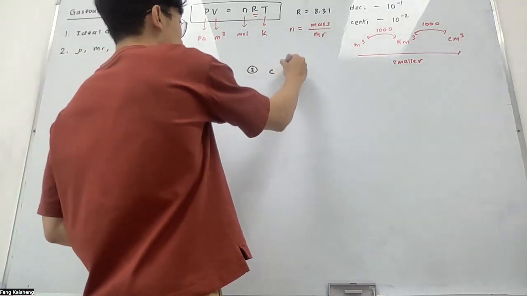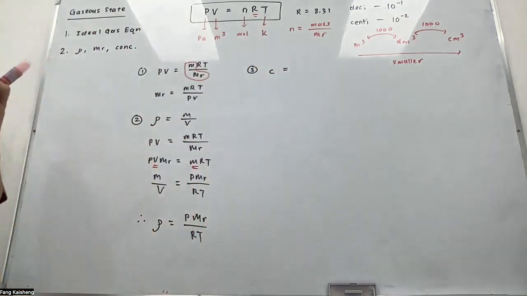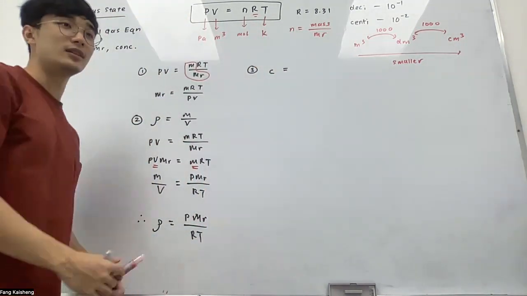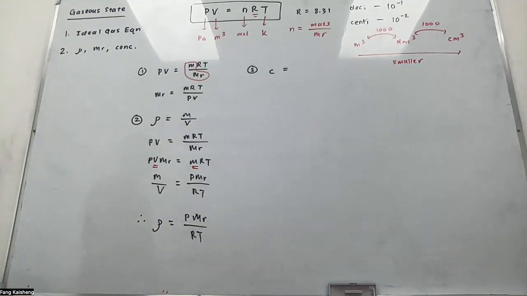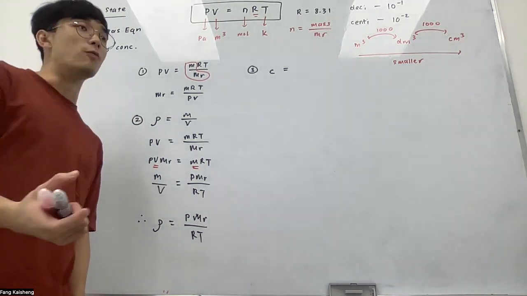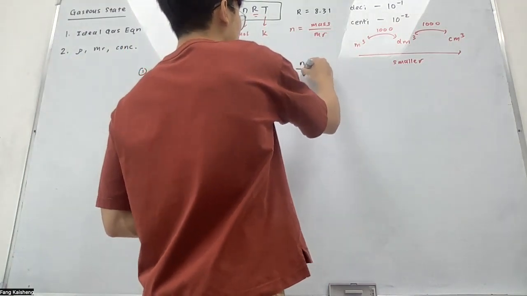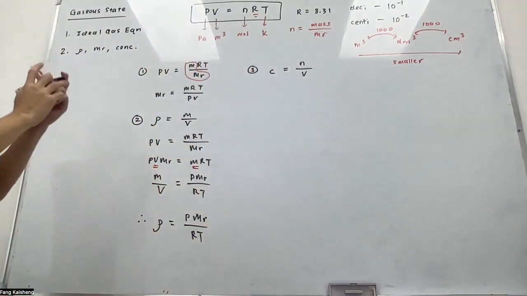They want concentration. You ask yourself what concentration is first, then you just go and manipulate the PV equals nRT equation. Mole per unit cube, yes. But here you just need to know what variables you're using. So it's number of moles over volume, so it's basically n over V. After that, everything is very simple.